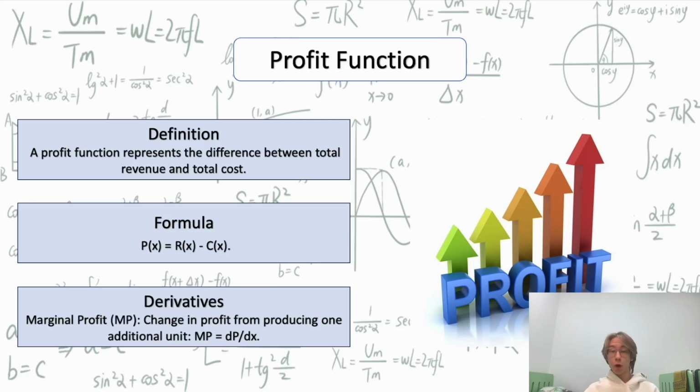That's it. A profit function, by definition, represents the difference between total revenue and total cost. So the formula is P(x), profit, equals R(x) minus C(x). The derivative, the marginal profit, is the change in profit from producing one additional unit. So the MP, marginal profit, equals dP divided by dx.